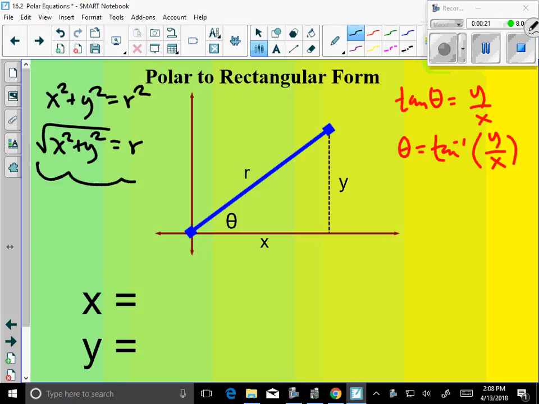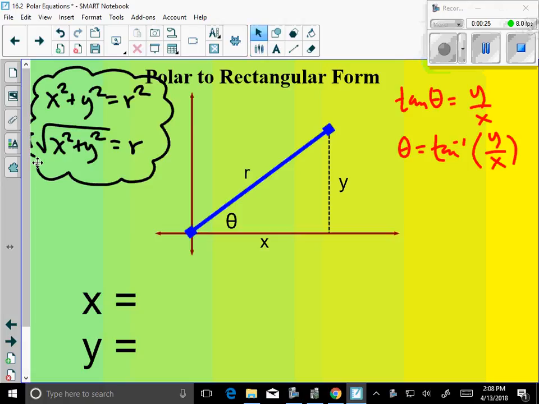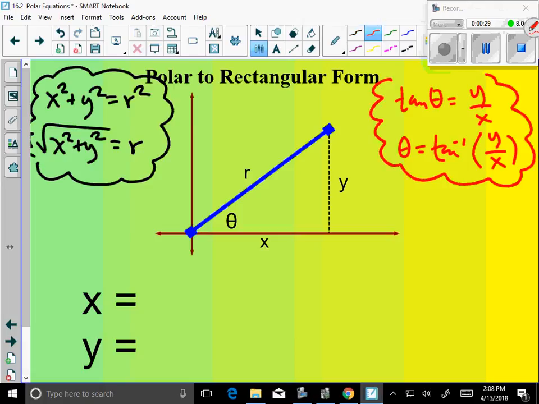Okay, these are items we already know. This is kind of like an identity list that you want to be aware of. I would just get familiar with that. It's just right triangle trig. That's all it is. Now I want to solve for x and y, and it's going to be another set of identities that I can use and put in the toolbox for when I change from rectangular to polar or the other way around.